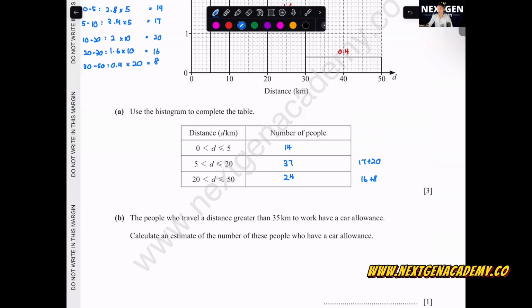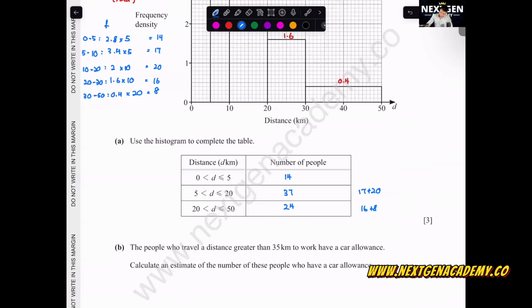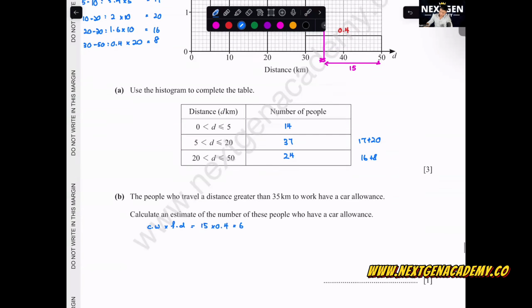Okay, the next one, the people who travel a distance greater than 35 km to work have a car allowance. Calculate an estimate of the number of these people who have a car allowance. Okay, so if we look from 35 onwards, 35 will be over here. Then they say greater than 35 means this part here. Here we have 15. So if we want to find an estimate, we can just take the class width multiply by the frequency density. Same formula. So we'll take class width times frequency density. 15 times 0.4, which we'll get 6.